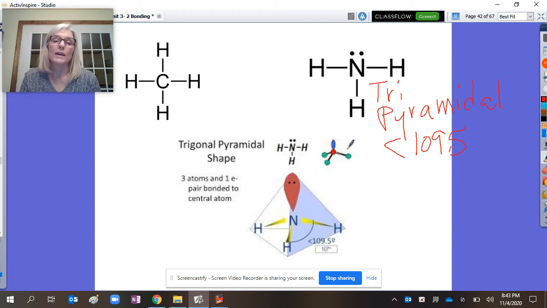This is a 3D model. Here's your lone pair, your unshared pair right here. It's repelling with the electrons here and here. That's why it's making this pyramid shape. It's wanting to go away from these atoms. And then there's your bond angle.